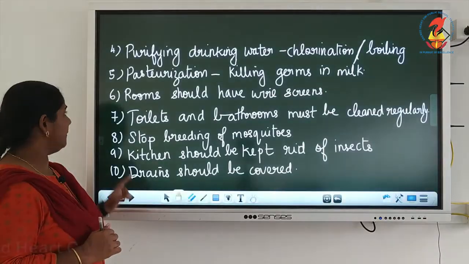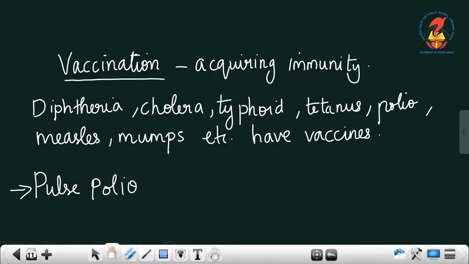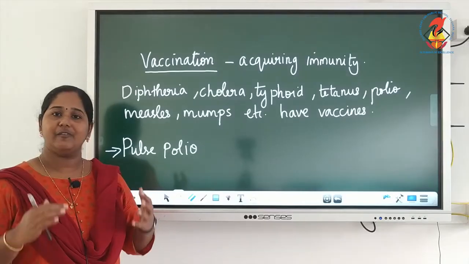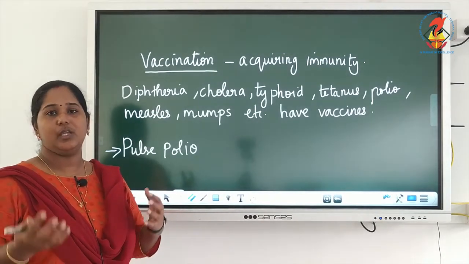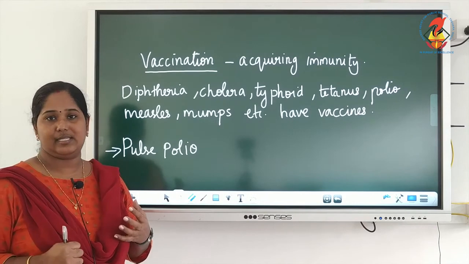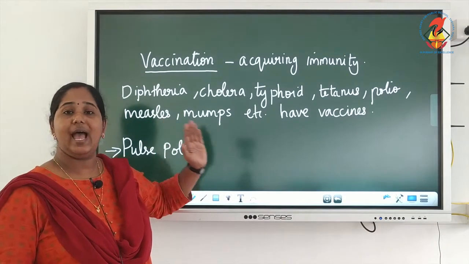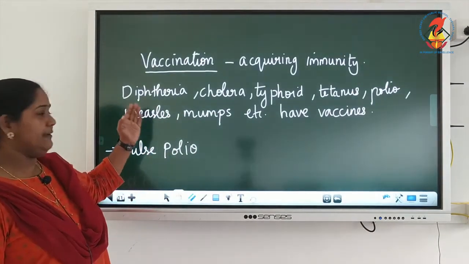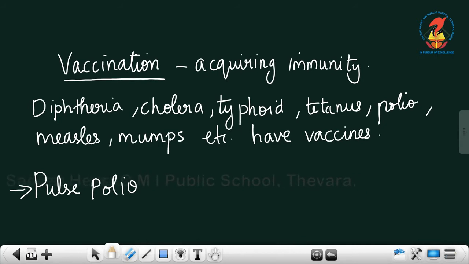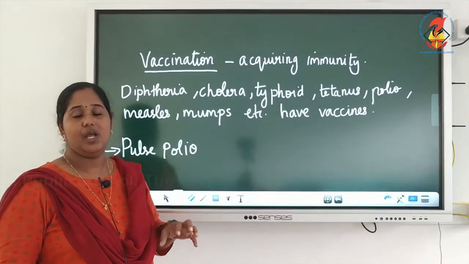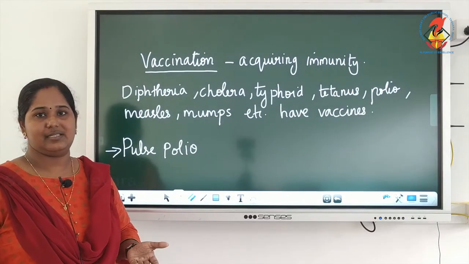And another method is vaccination. It is strictly a medical thing that we have to adopt. Vaccination is actually acquiring immunity against a certain disease. If we are having less immunity against this disease, you can acquire it by getting vaccinated. These are some diseases which have vaccines available now: diphtheria, cholera, typhoid, tetanus, polio, measles, mumps. They all have vaccines available which improve our immunity against these diseases.